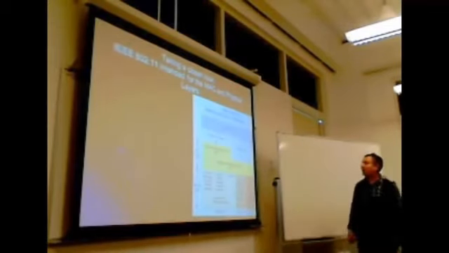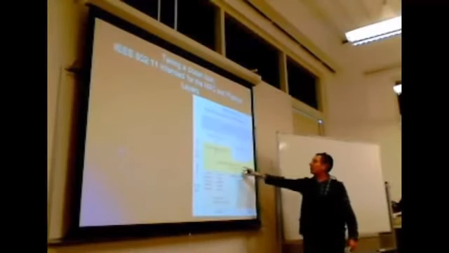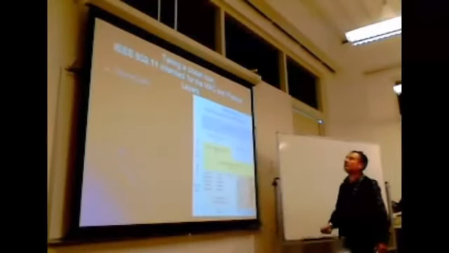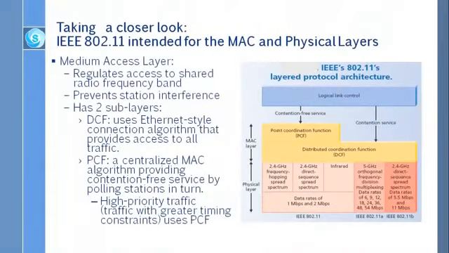All right. And then we come to the distributed coordination function, DCF, and PCF. In the medium access control, we have the physical layer, the frequency division band, and the other details of the radio transmission. But for the medium access control, the MAC has two sublayers, DCF and PCF. DCF uses an Ethernet-style contention algorithm that provides access to all traffic. You tell me, how are we sharing the cable on Ethernet? What is the access protocol?